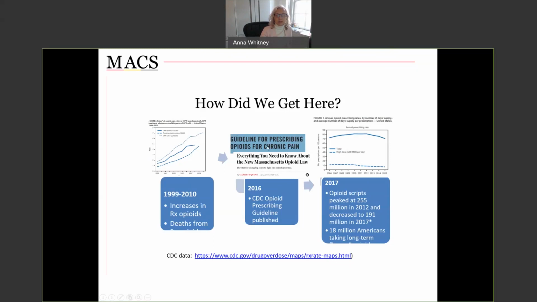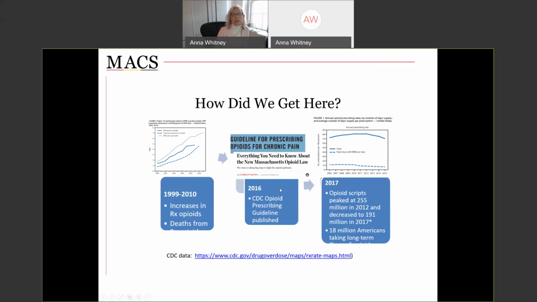At the same time, there really were states, starting with Massachusetts, that took those guidelines and made laws, made different insurance policies, other policies, really to try and change and reverse the curve that we had seen between 1999 and 2010.